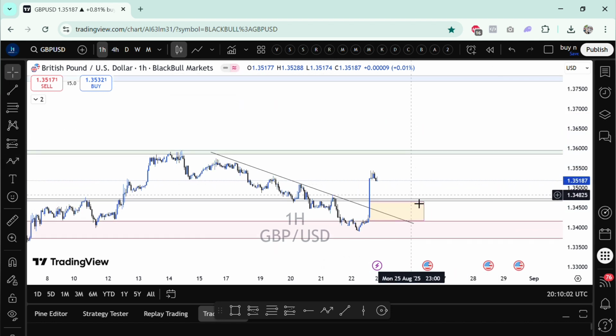So for GBPUSD, I'm going to be looking for buy.